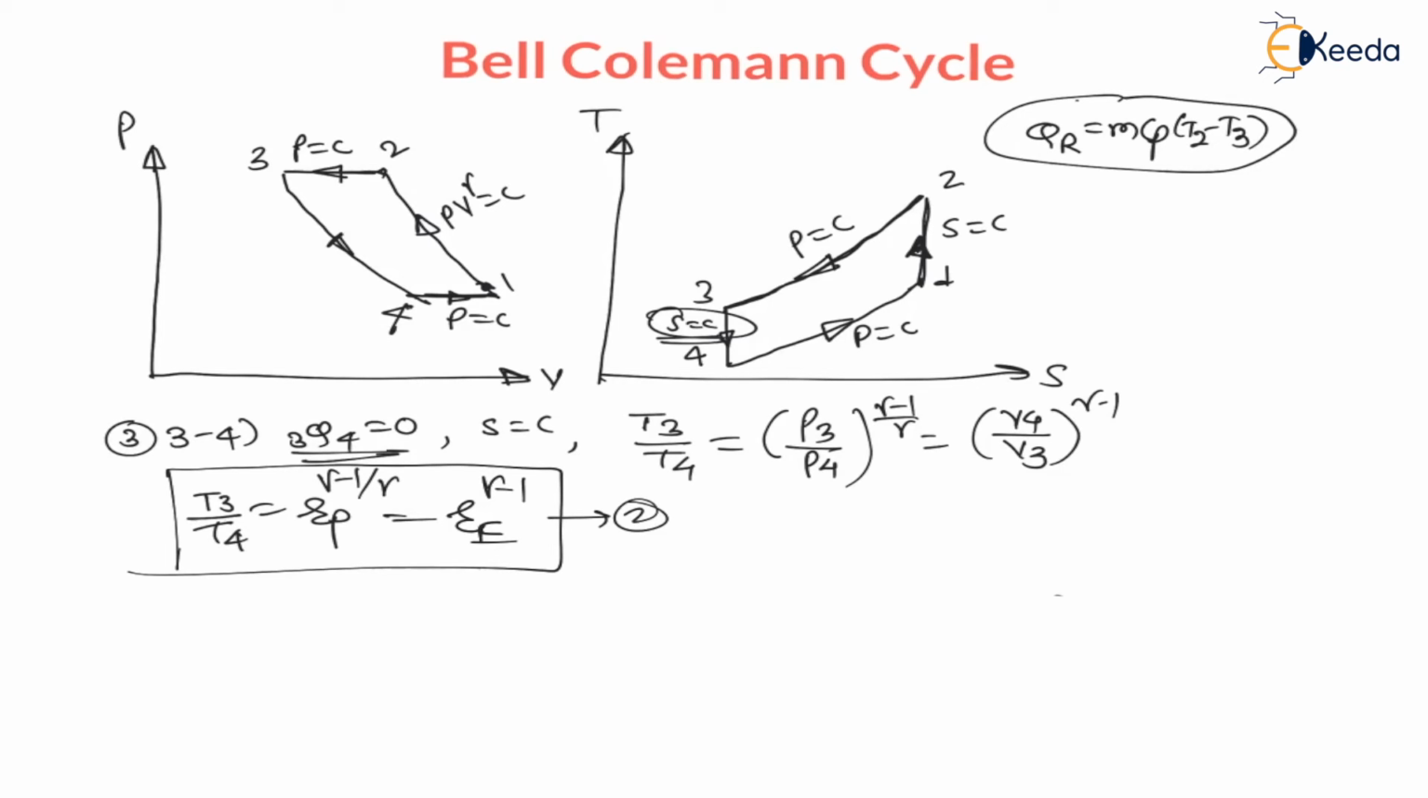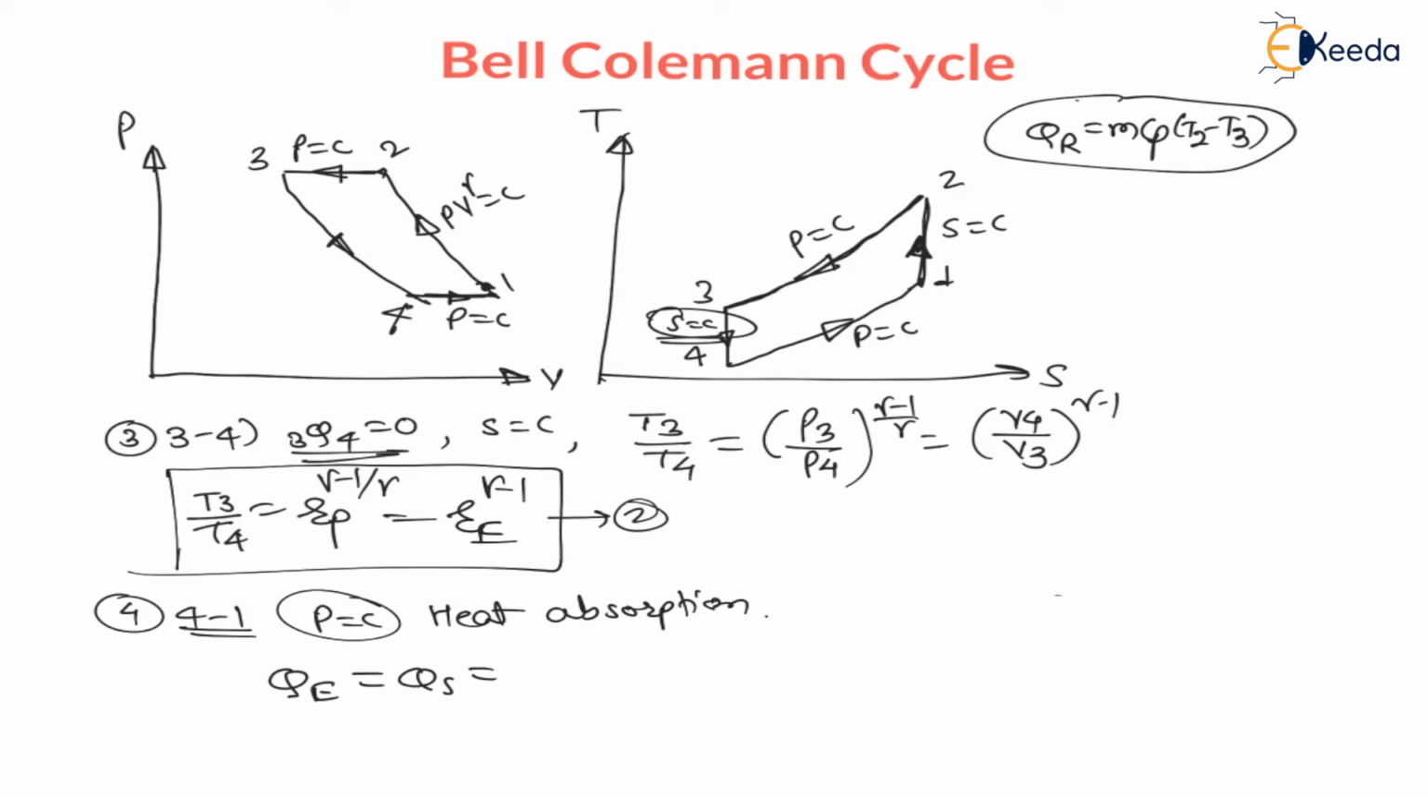Now, the next process, the fourth process, is process 4 to 1. Process 4 to 1 is constant pressure heat absorption, or heat supplied to the refrigerator, also called heat absorption. And this is done in the evaporator. Therefore, here the heat of the evaporator is also called heat supplied to the cycle, which is nothing but the net refrigerating effect.